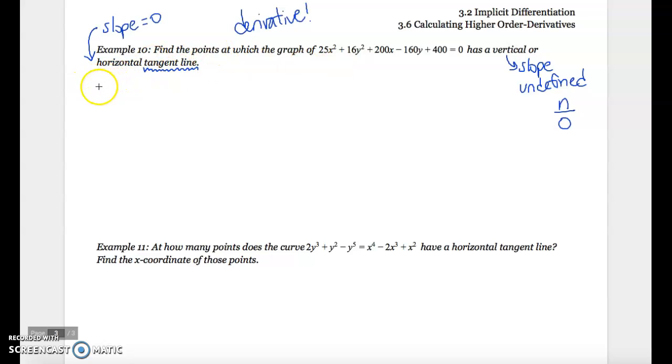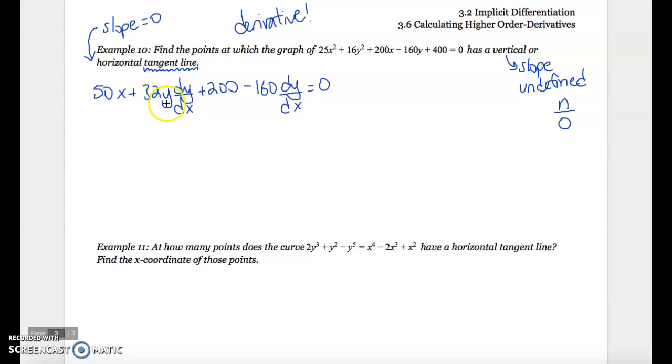So 25x squared, that'd be 50x, plus 32y dy/dx. We're still using implicit differentiation here because this is not solved for y. Plus 200 minus 160 dy/dx. And then the derivative of 400 is 0, derivative of 0 is 0, so we got this.